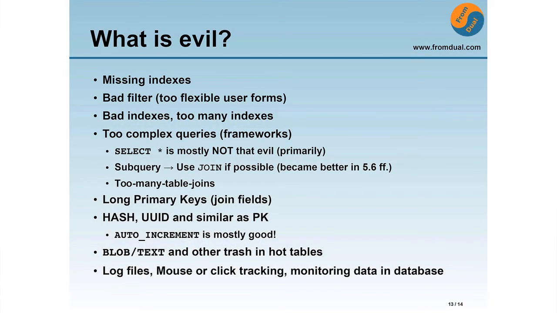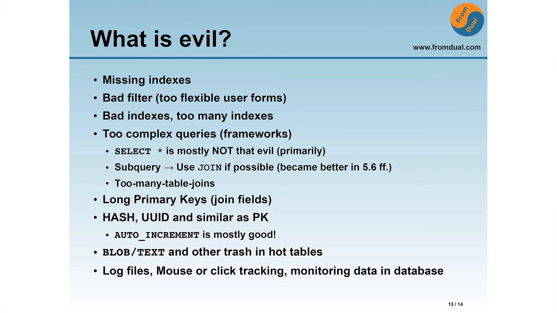Then too many table joins. If you join 30 tables together, it will not perform. Some frameworks do that, so please avoid it. It will give slow queries. Long primary keys, that means the join fields, make it slower. You have more CPU cycles. So keep the primary keys short. Avoid hash, UUID, and similar stuff on primary keys. Auto-increment is mostly good, except if you have time series. Then auto-increment is suboptimal.